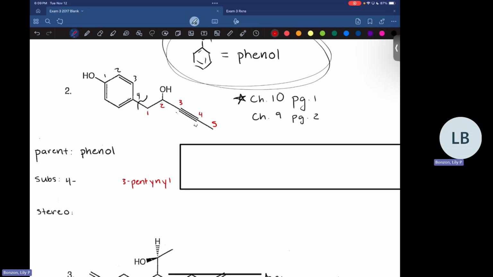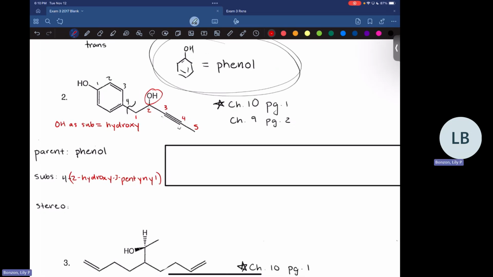And then we have a substituent on our substituent, which is this OH group. So remember that anytime OH is a substituent, it's going to be called a hydroxy group. So for this one, we have a hydroxy group on carbon 2, so it's going to be 2-hydroxy. And then 3-pentynyl. And then that's all going to go in parentheses because it's a complex substituent. And then we're just going to put all this together.